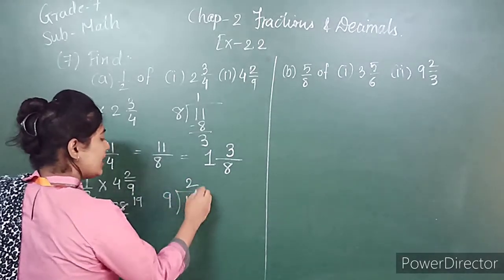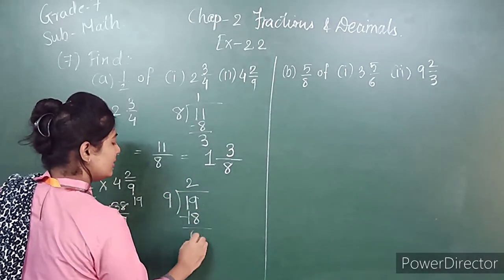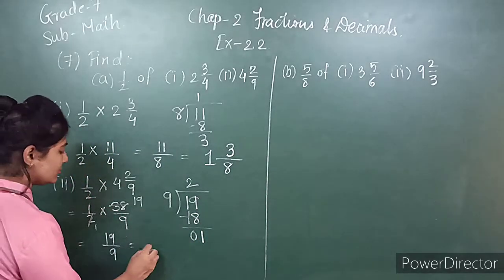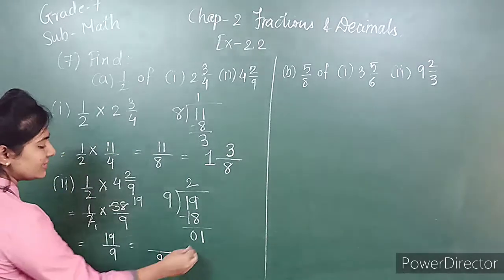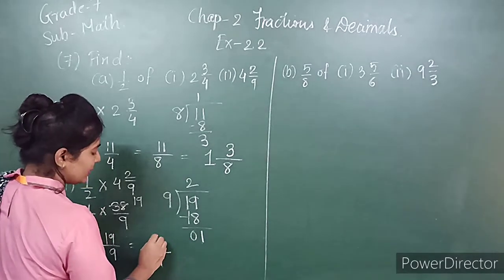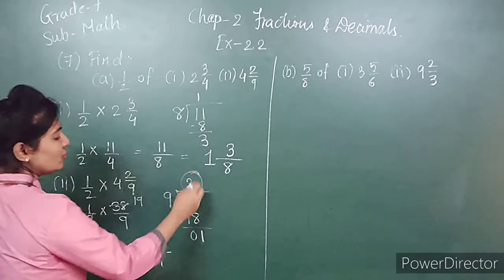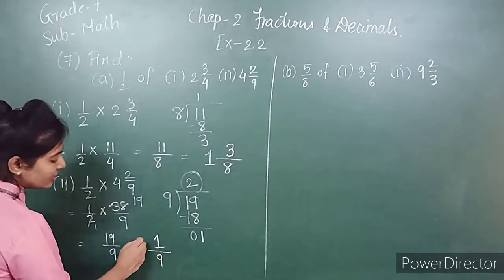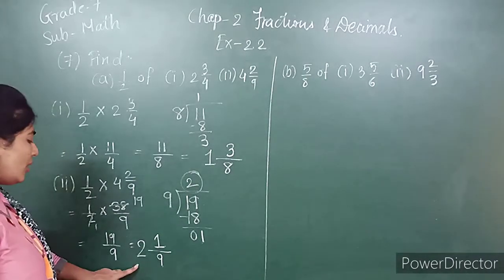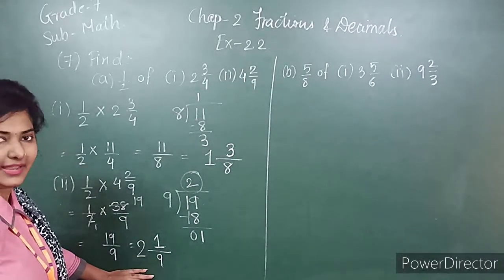So 9 2s are 18, so here 1 is the remainder. We have to write 9 in the denominator, and this remainder we have to write upward, and this 2, that is the quotient, we have to write at the side. So our answer is 2 1 by 9.